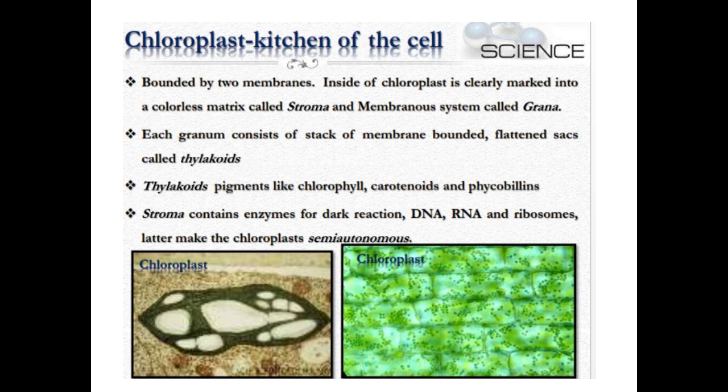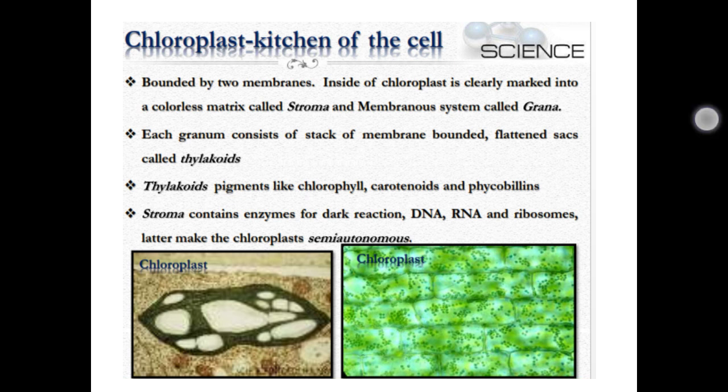And the stroma contains enzymes for dark reaction, DNA, RNA, and ribosomes. It makes the chloroplast semi-autonomous. Autonomous means providing the food by itself, and here it is semi-autonomous. So these are the functions of plastids and the chloroplast which is present in it.